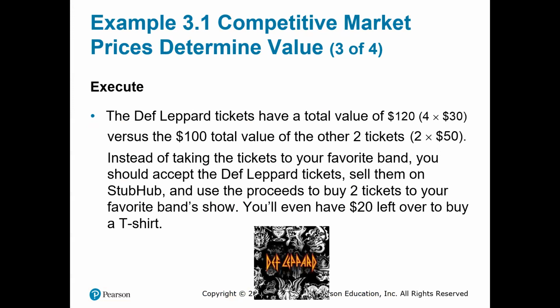To execute, the Def Leppard tickets have a total value of $120. That's 4 times the $30. Versus $100 total value of the other 2 tickets, which was $50 each. So instead of taking the tickets to your favorite band, you should accept the Def Leppard tickets, sell them on StubHub, and use the proceeds to buy 2 tickets to your favorite band's show. You'll even have $20 left over to buy a t-shirt.